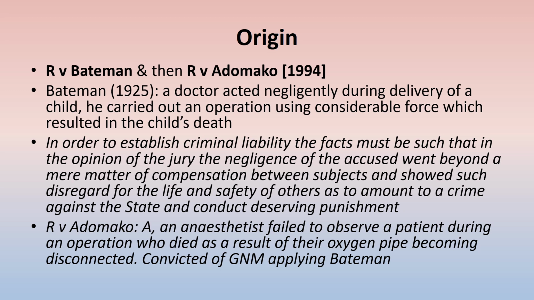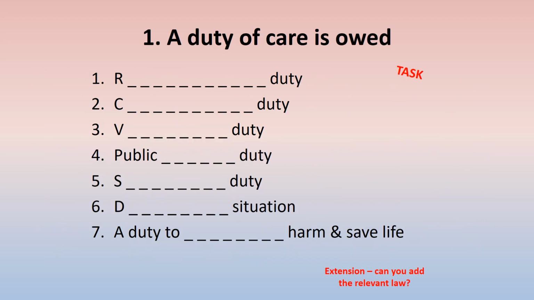And then you had the later case of Adomako, quite some time later actually, an anaesthetist who in their failing to observe a patient properly in the way that they would be expected to by their profession, that patient died, and Adomako was able to be convicted of gross negligence manslaughter, applying the principle from Bateman. Interesting that the two founding cases involve medical negligence. I'm going to move on to the requirements of this area.